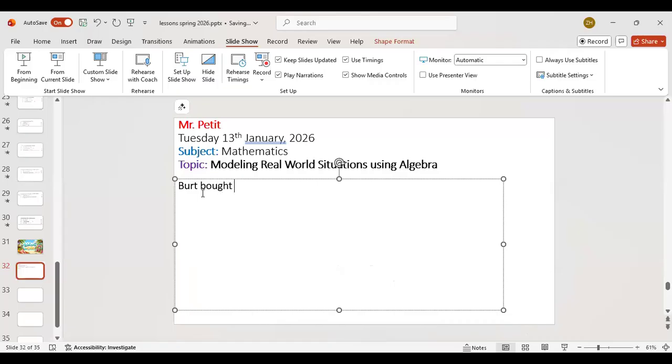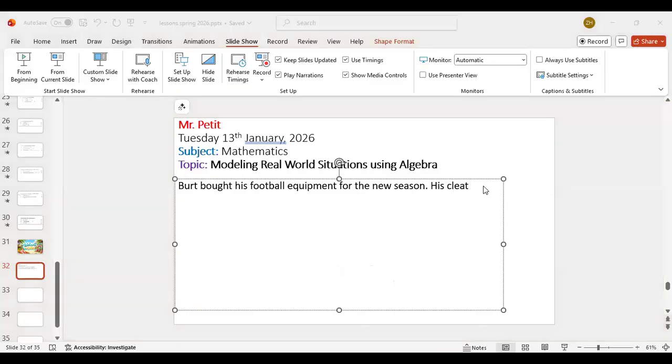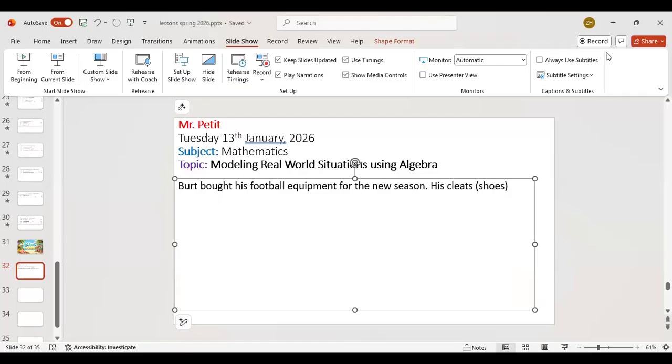So write this down for me, please, inside of your book. Bert bought his football equipment for the new season. His cleats. For those who do like sports, you know what cleats are. It's basically a tennis shoe with spikes underneath for grip. So his cleats, or shoes, cost $K.